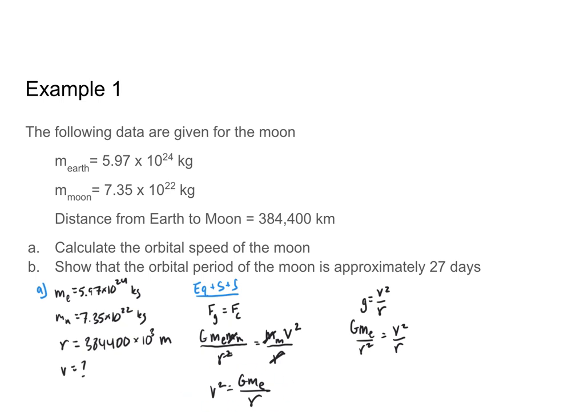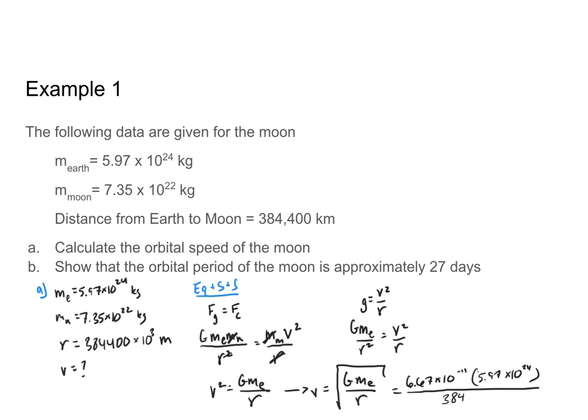And simplifying it further, I get that my orbital speed is G times the mass of the Earth divided by the distance from the Earth to the Moon, and the square root of that. Thus, v is equal to 6.67 times 10 to the negative 11th times the mass of the Earth, which is 5.97 times 10 to the 24th kilograms, divided by the distance from the Earth to the Moon.